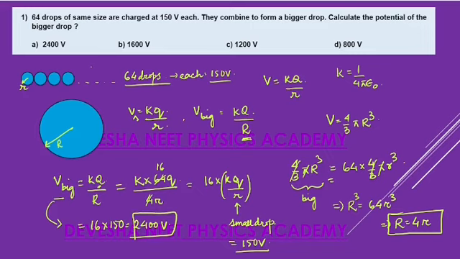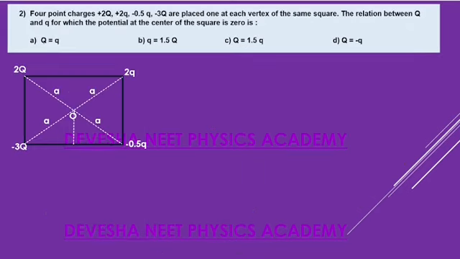If you look at the options given to us, it will be the first option. Okay, let's move to the next problem now. In the next problem, it is given to us that there are 4 point charges.